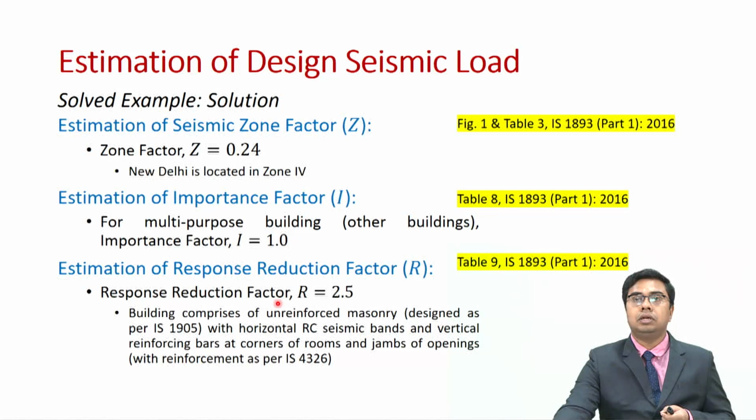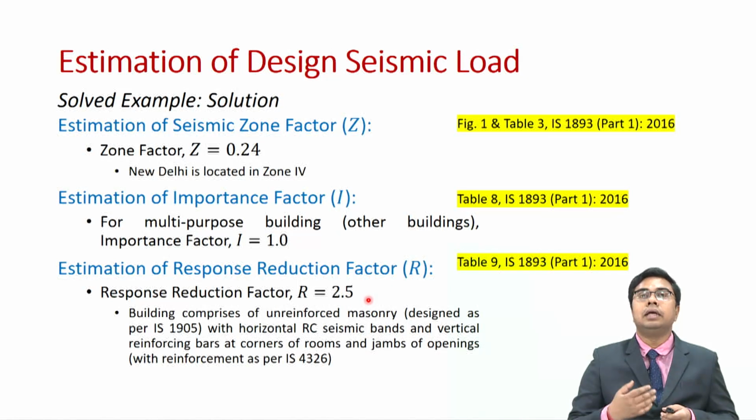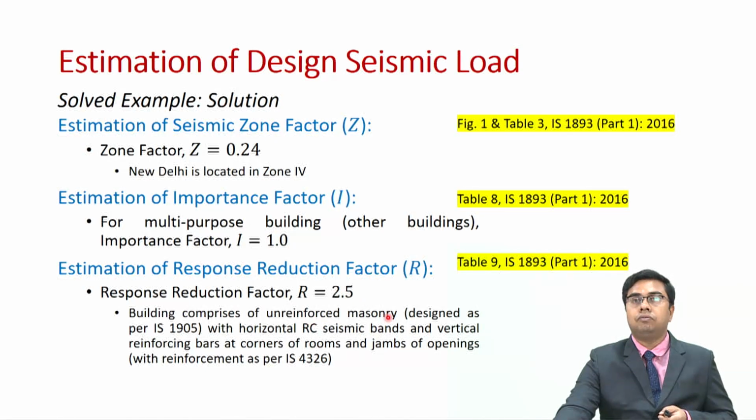How do you find this value, response reduction factor? What does it signify? It signifies that since we are designing our building to be behaving in an inelastic manner, we believe that we shall be designing it for a force which is 2.5 times lesser than the design force for the elastic case. And for a building comprising of unreinforced masonry with horizontal RC seismic bands and vertical reinforcement at corners of rooms and jambs of openings with reinforcement as per IS 4326, for such building, the value of response reduction factor shall be 2.5.